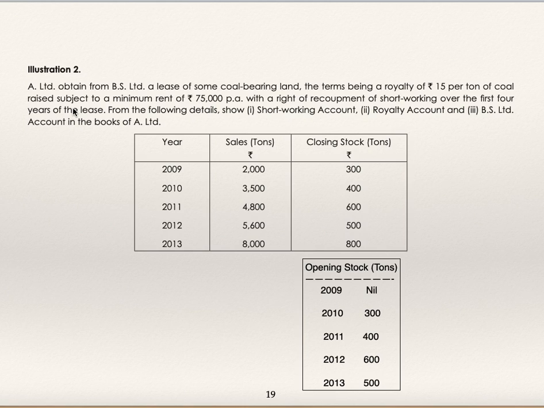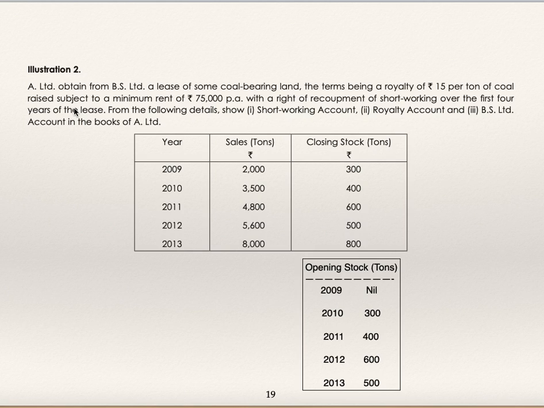So if short workings cannot be recovered, whatever he has suffered at the end of the fourth year, then it is to be written off. And after 4 years, if he is suffering any short working, then it is to be written off in that year itself.